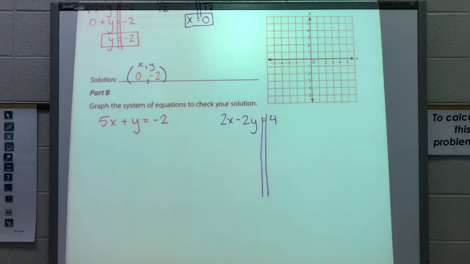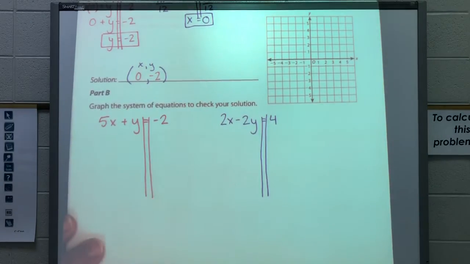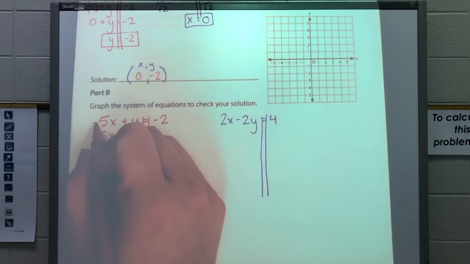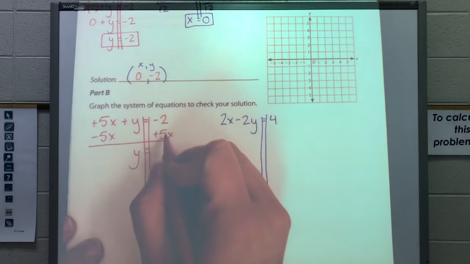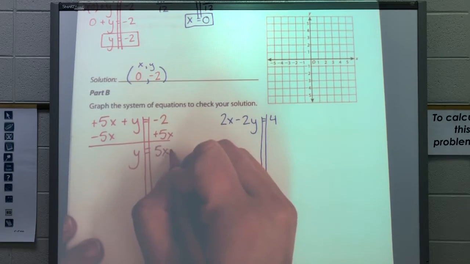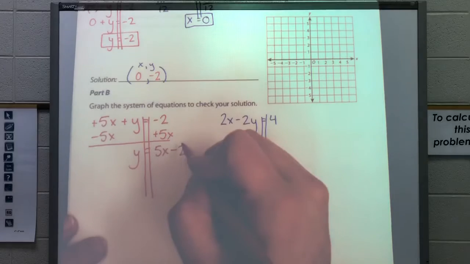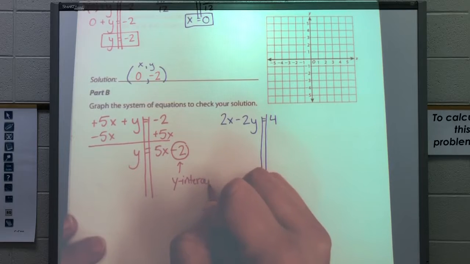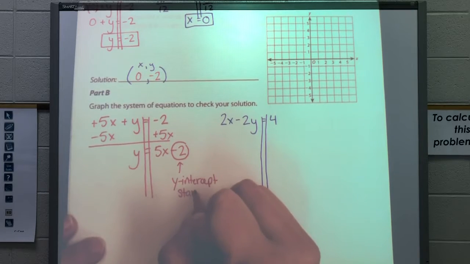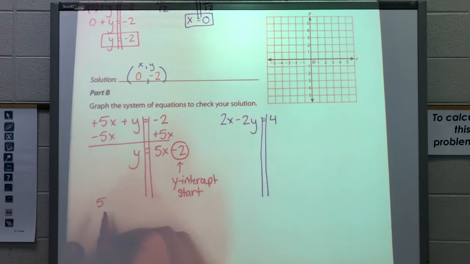Remember, when you isolate y, you are getting y completely by itself. So we're just moving things over. We're going to subtract 5x because that is understood to be positive. And remember, you cannot combine these two values together because they're not like terms. And there we have it. We have isolated y. Okay? I'm going to circle this, and I'm going to write that that is my y-intercept, which is where I start on the graph. And 5 is my slope, but I need to write it as a fraction because slope is rise over run.